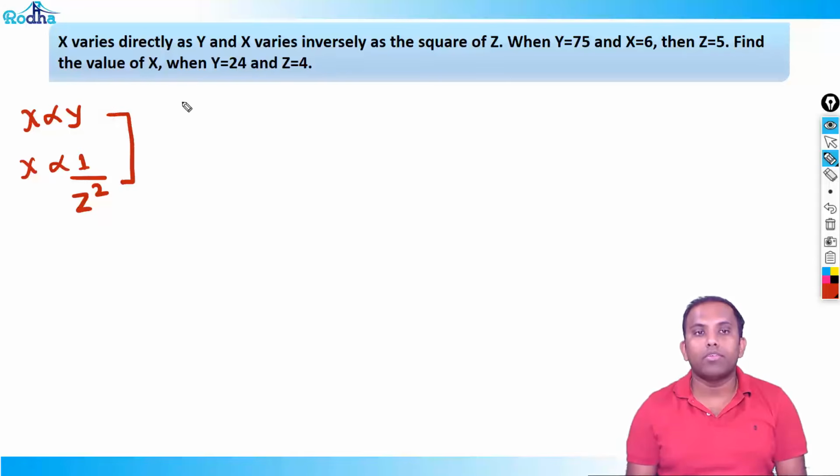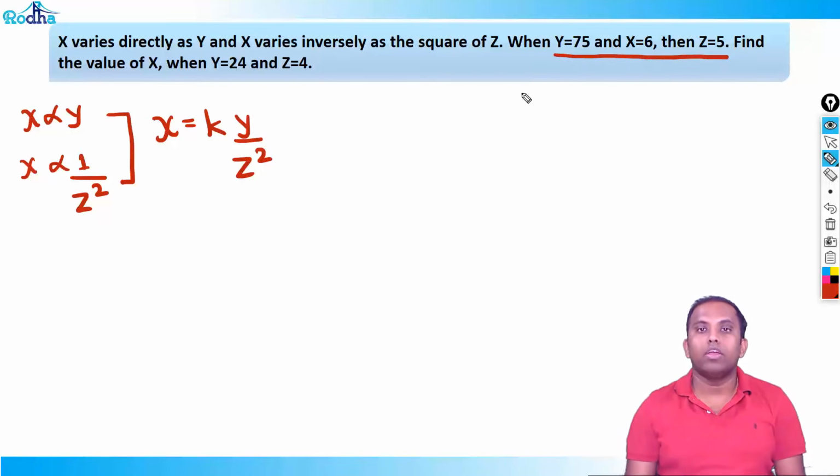We can combine this into a single one. So x is equal to, replace the proportionality sign with an equality sign and put a constant k, y upon z square. X is equal to k into y upon z square. When y is 75 and x is 6, then z is 5. So obviously from this information you will get the value of k here. Okay, so you can apply two methods here.